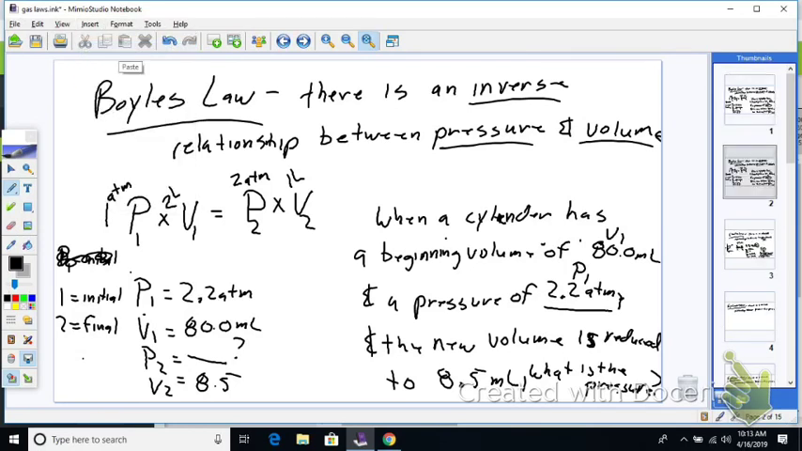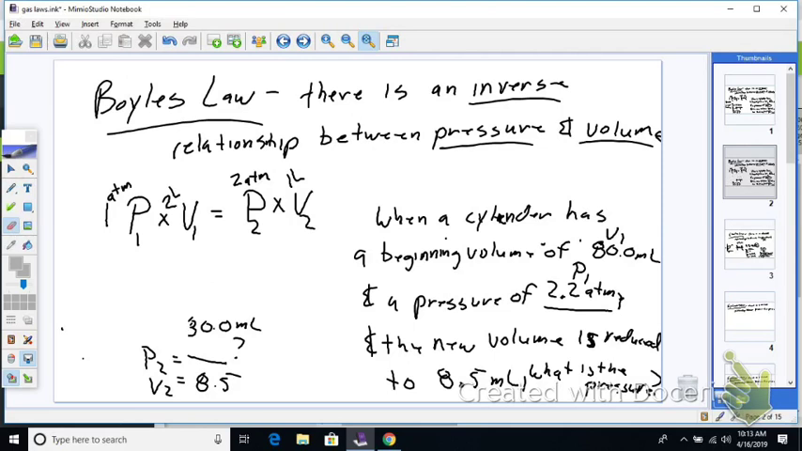what I want you to do is take this equation here, okay? And I want you to go ahead and solve for the new pressure. Go ahead and do that. Use your algebra skills. You're going to solve for P2. So go ahead and do that. I want to see if you can do that. You should. Everybody in here has that ability.